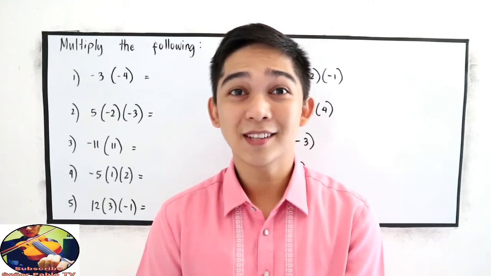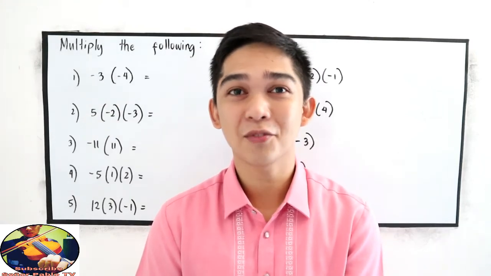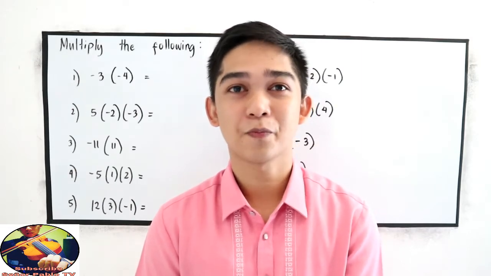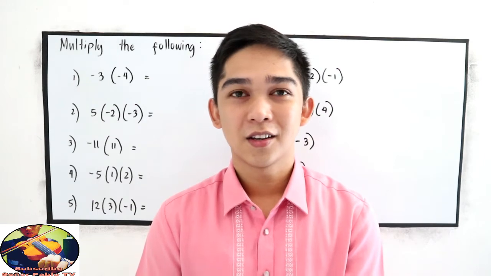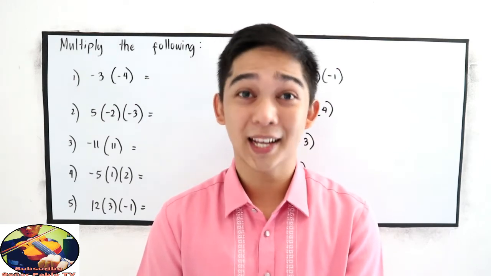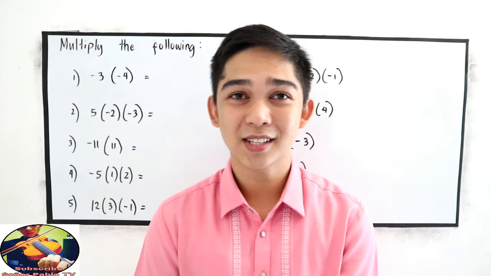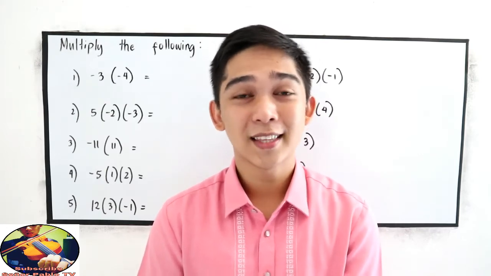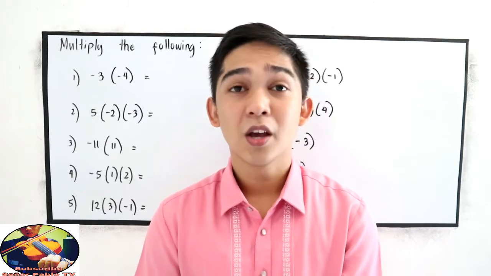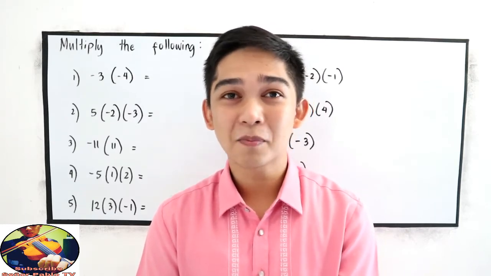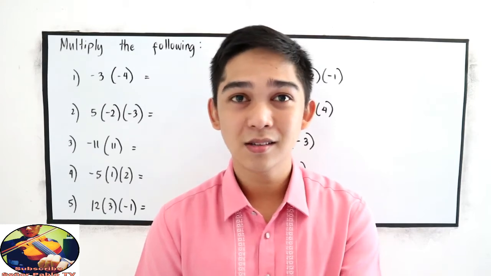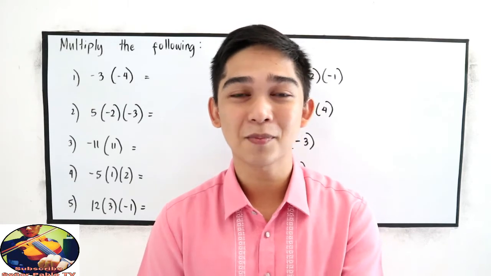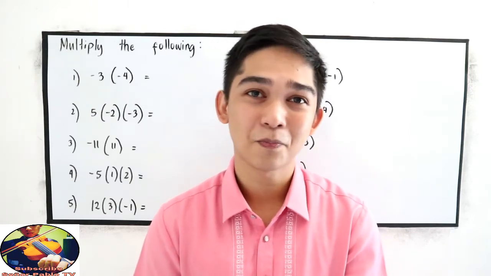This video will be the exercises for the multiplication of integers. Now let us first recall our rules. If you multiply negative times negative, the answer is positive. If you multiply negative times a positive, the answer is negative. In short, if we're going to multiply unlike signs, that is negative. And if we were going to multiply like signs, that is positive.